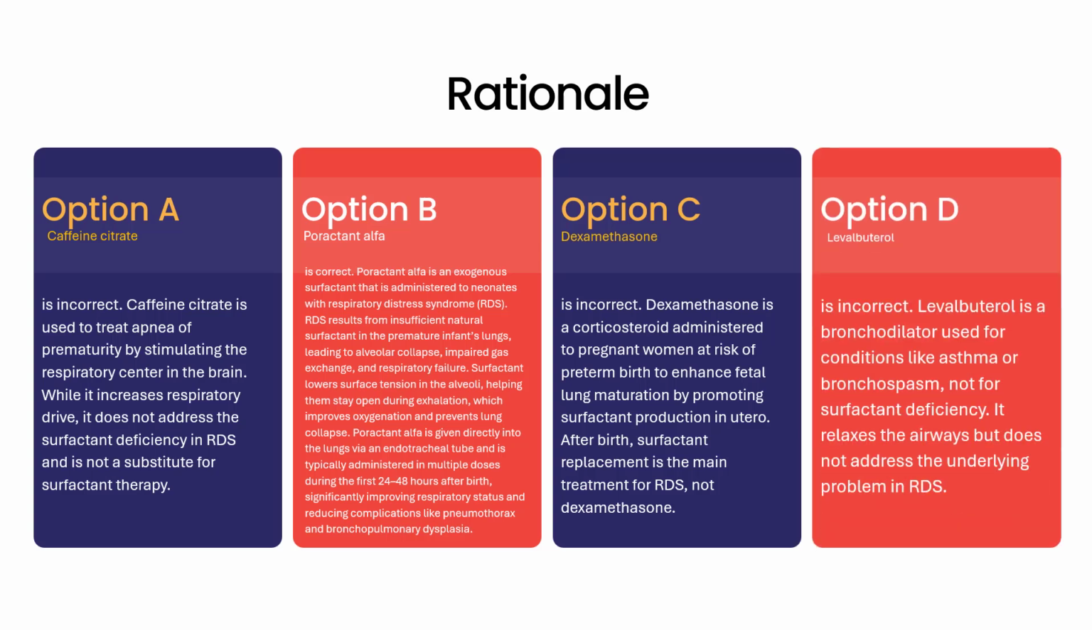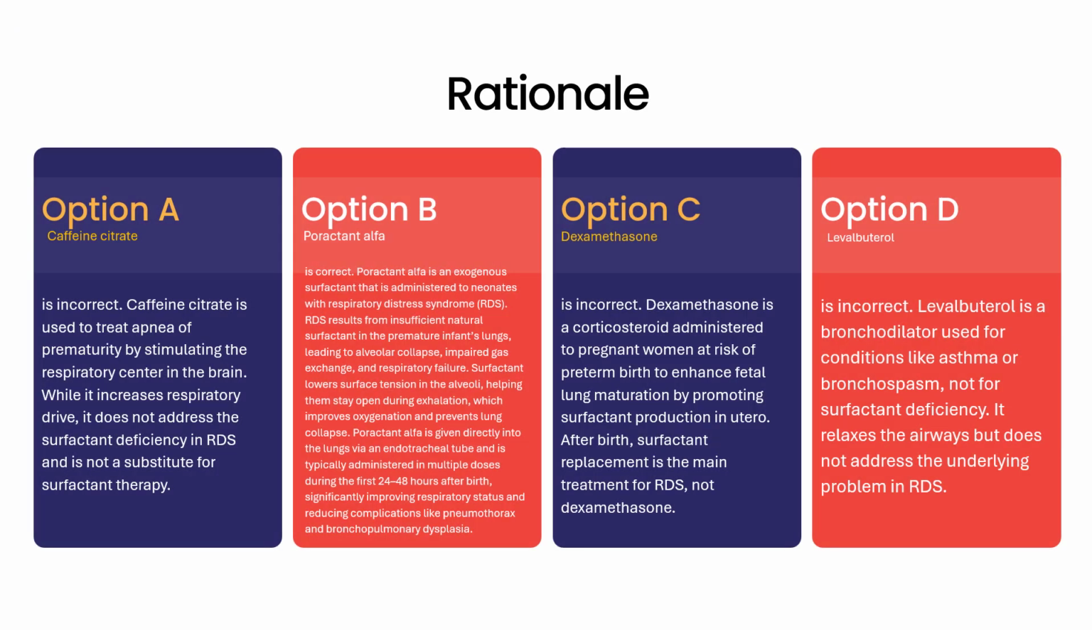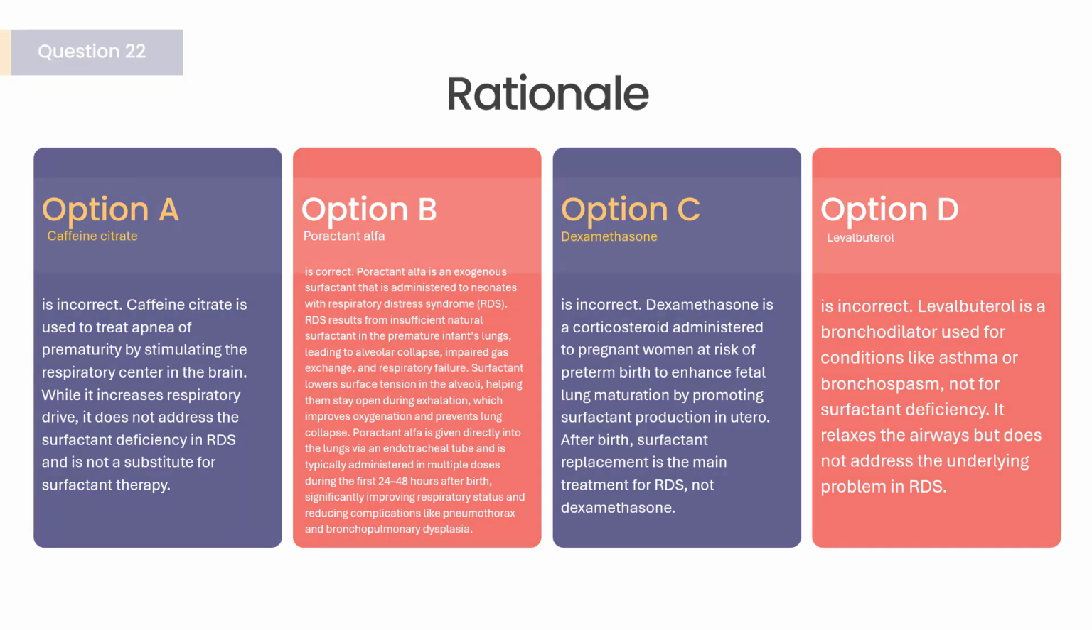D is incorrect. Levalbuterol is a bronchodilator used for conditions like asthma or bronchospasm, not for surfactant deficiency. It relaxes the airways, but does not address the underlying problem in respiratory distress syndrome. Let's move on to the next question.